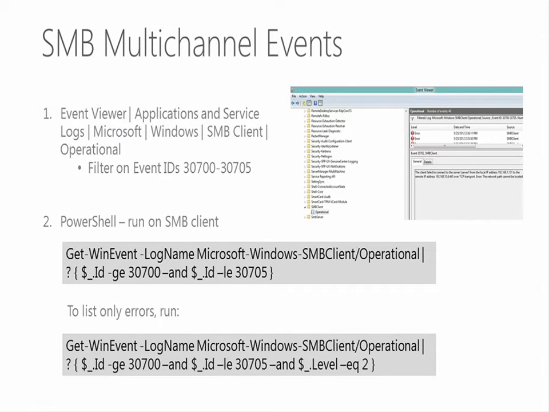Another way to look at performance across your network utilities is to look at your multi-channel events. In the Event Viewer with Server 2012, you want to look at your Applications and Services logs, drill down inside of that log to the Windows SMB Client Operations, and notice here it tells you to filter between event numbers 30,700 and 30,705. This will show you all the different events that may be happening around the SMB channel. Also, you can use the Get-WinEvent command in PowerShell to help you understand the events that are occurring related to your network cards.